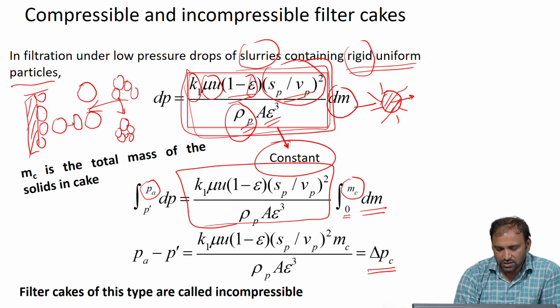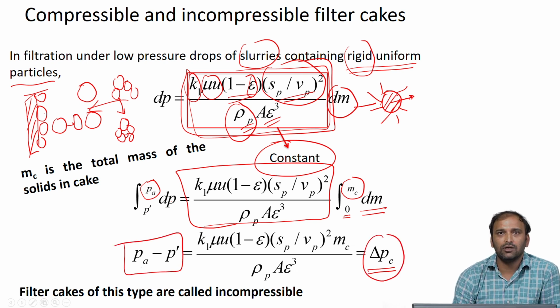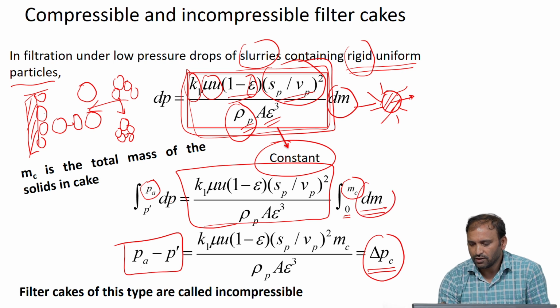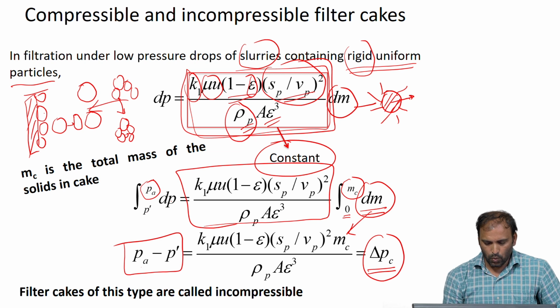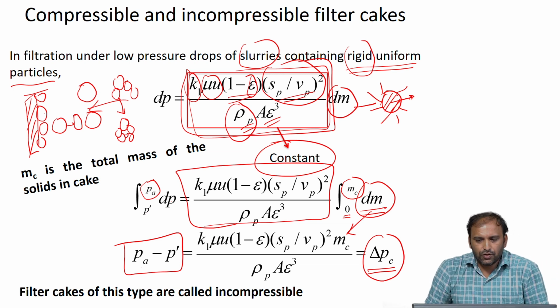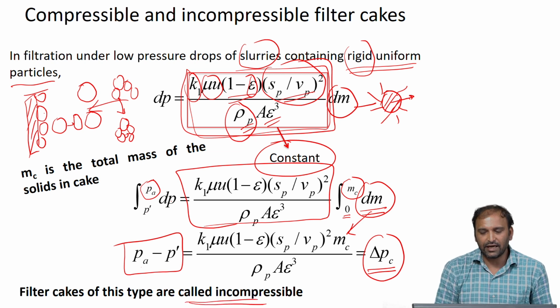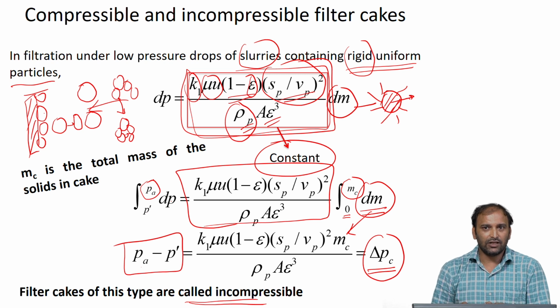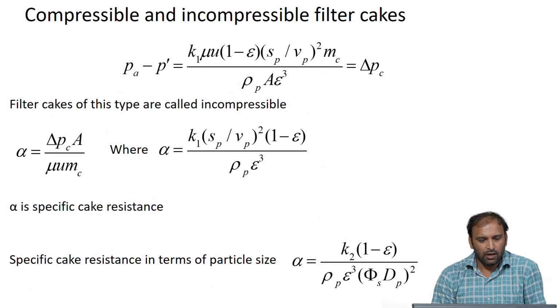Therefore this essentially gives rise to Pa minus P prime, which essentially is your delta Pc, which is the pressure drop across the filter cake, and so therefore this becomes mc, right. Now, in this case I have assumed that the filter cake is incompressible, okay, and as I said, that is only true if I am working with rigid particles, right.